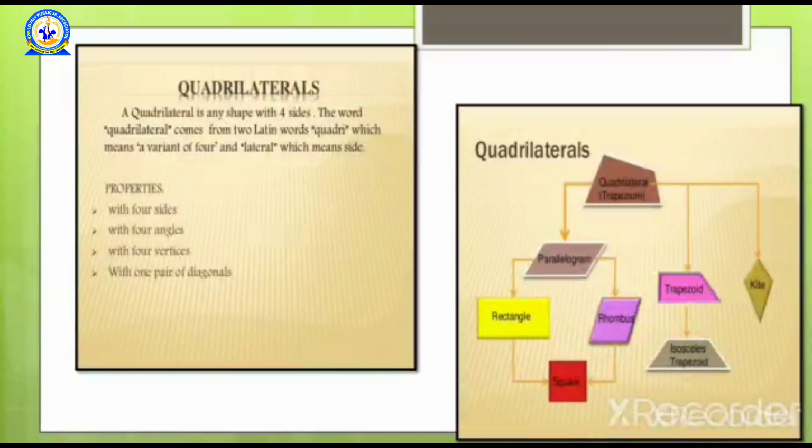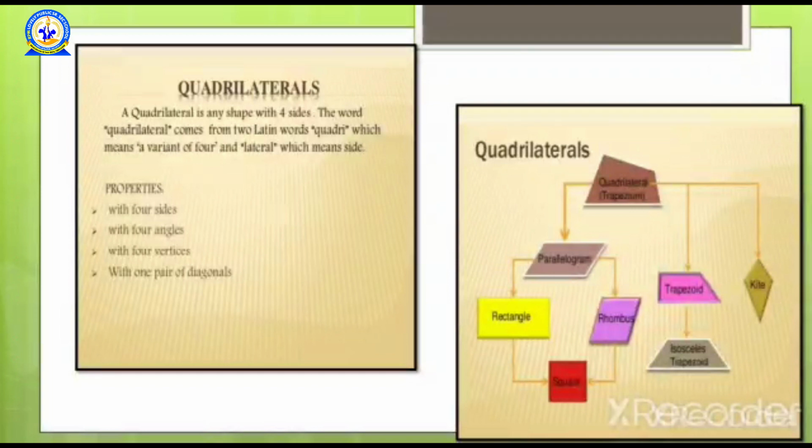The word quadrilateral comes from 2 Latin words, quadri and lateral. Quadri means 4 and lateral means side. It means any 4-sided figure is called a quadrilateral.